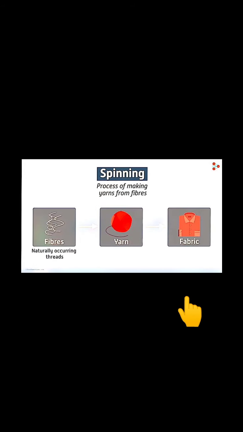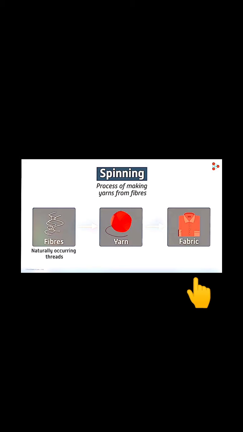So, once ginning is successfully done, our next step is spinning. Spinning is basically a process of converting fiber into yarn. You remember this series? So, spinning is the process of making yarns from the fibers. As it is shown in this slide, fibers are converted into yarn, and finally many of the yarns are twisted to make them into a fabric. So it's all about the spinning process.